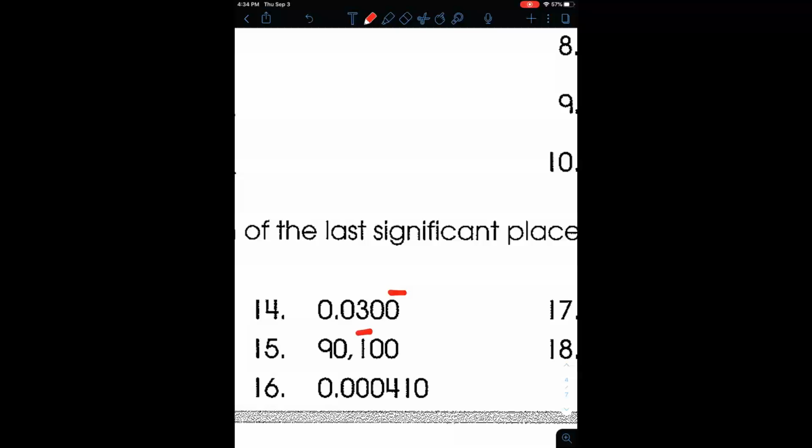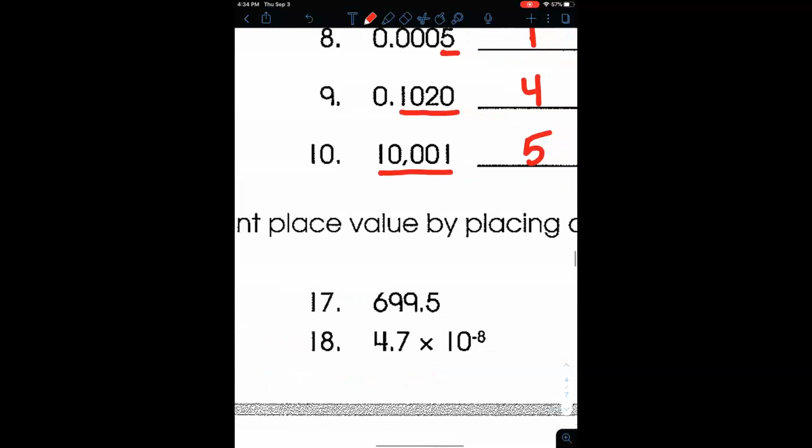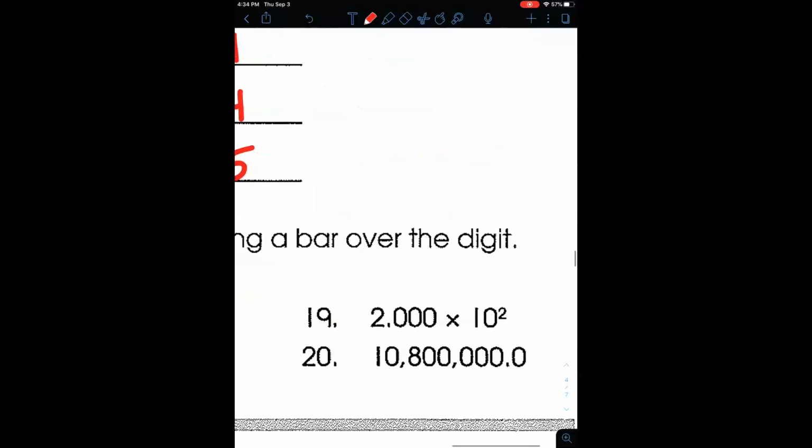0.000410, again, the zero is there by choice, not by necessity, so it makes it significant. And this one, obviously 5 is our last significant figure. Another scientific notation one, 4.7 times 10 to the negative 8, that makes this 7 a significant figure. Then 2.00 times 10 to the second. Those 3 zeros after the decimal place are there by choice, so that makes this the last significant figure. And then 10,800,000.0. Again, it is unnecessary to have this 0.0, so that makes this digit significant.